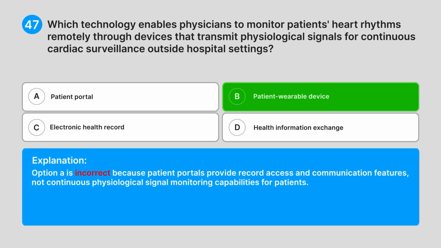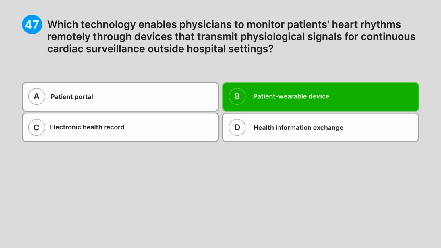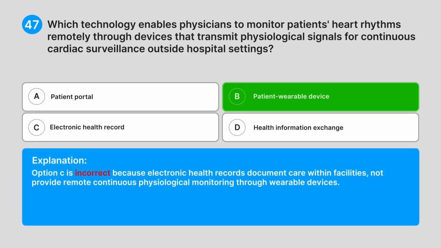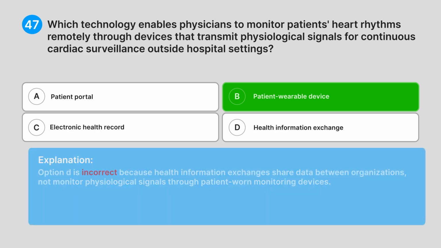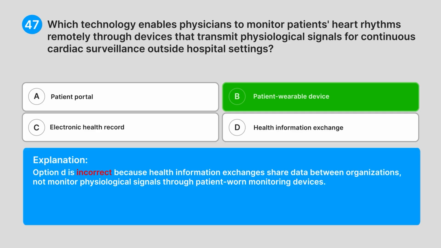Option A is incorrect because patient portals provide record access and communication features, not continuous physiological signal monitoring capabilities for patients. Option C is incorrect because electronic health records document care within facilities, not provide remote continuous physiological monitoring through wearable devices. Option D is incorrect because health information exchanges share data between organizations, not monitor physiological signals through patient-worn monitoring devices.